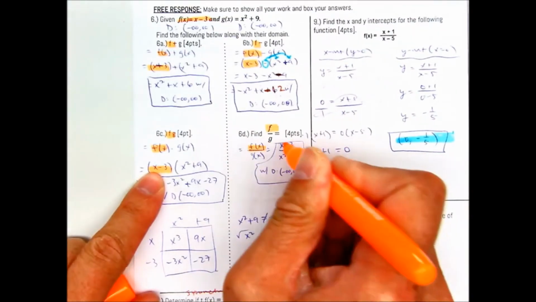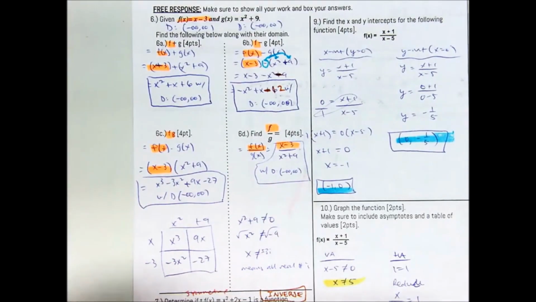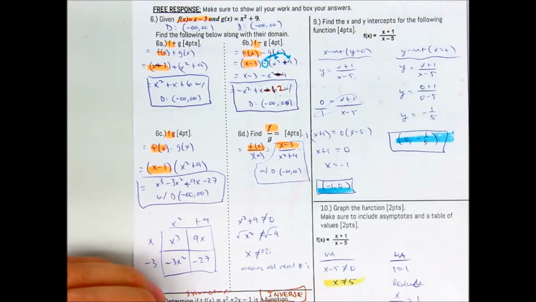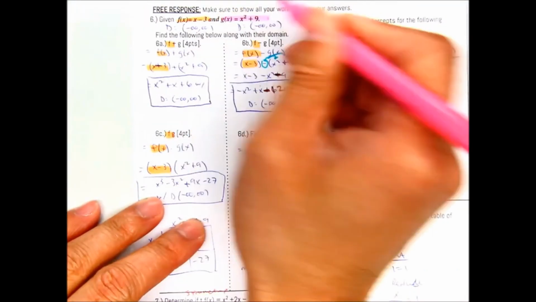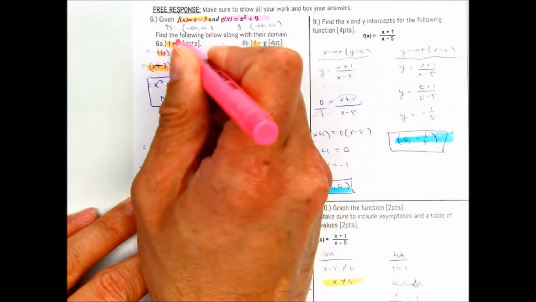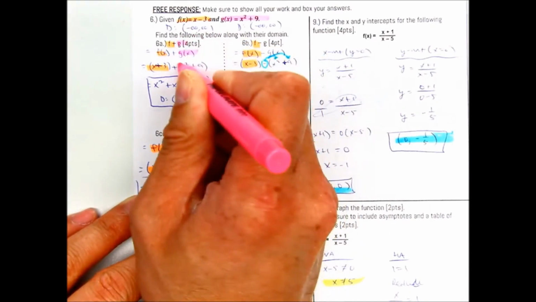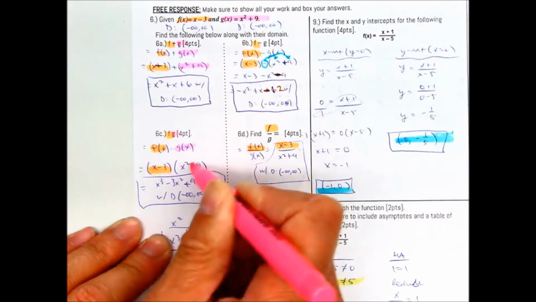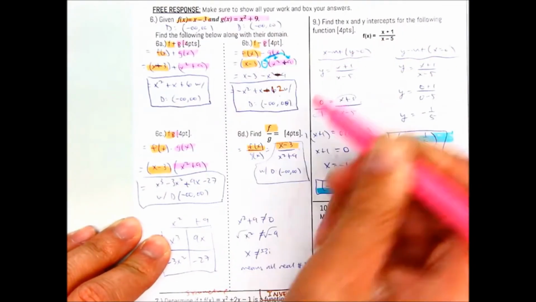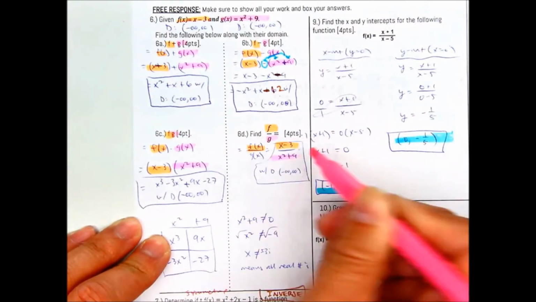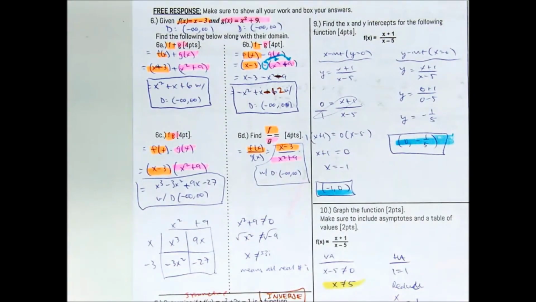And then every time we see g of x, we're going to write x squared plus 9. G, x squared plus 9. And anytime you evaluate or you're going to do a substitution, you need to put them in parentheses.